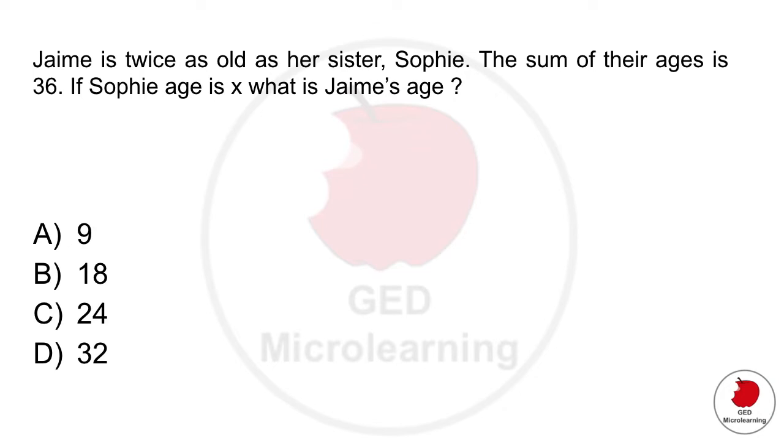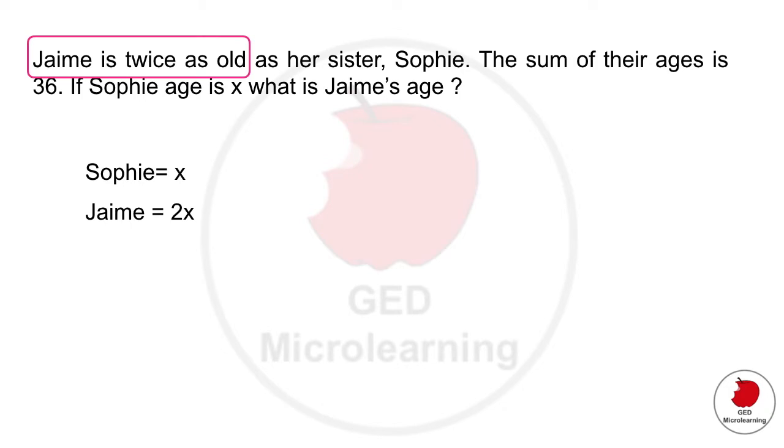Jamie is twice as old as her sister, Sophie. The sum of their ages is 36. If Sophie's age is X, what is Jamie's age? Okay, so in the question, they're giving you two pieces of data, right? The first one is that Sophie's age is X, and then it's also telling you that Jamie's age is twice as much as Sophie's, okay?